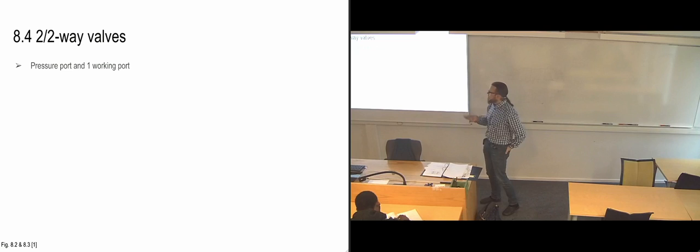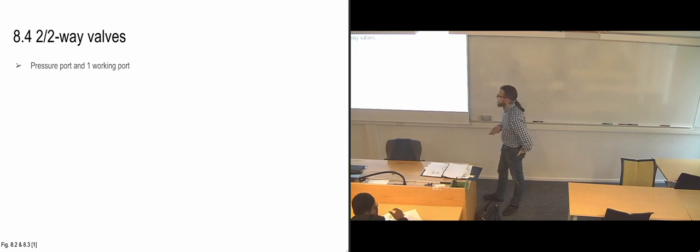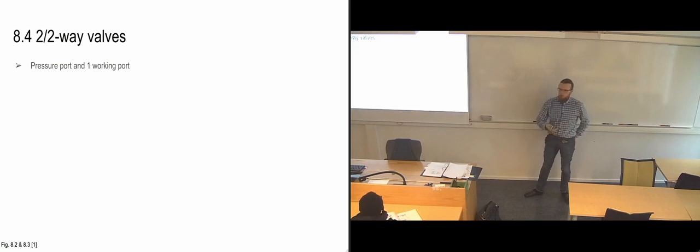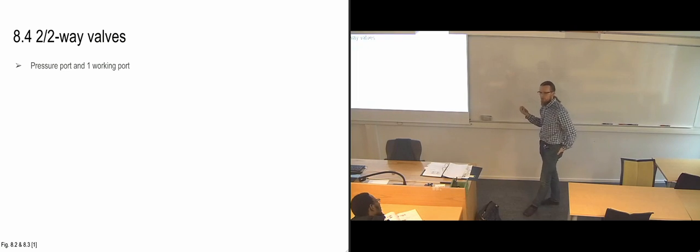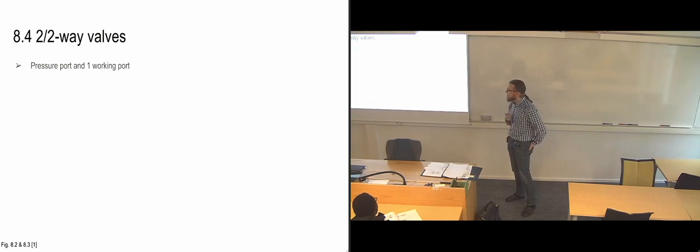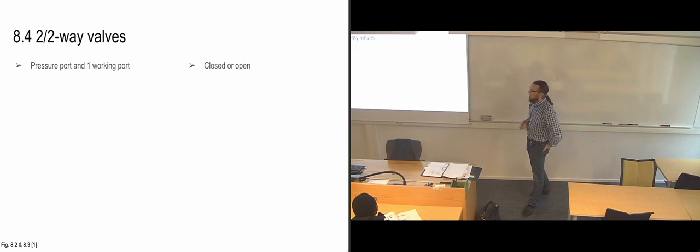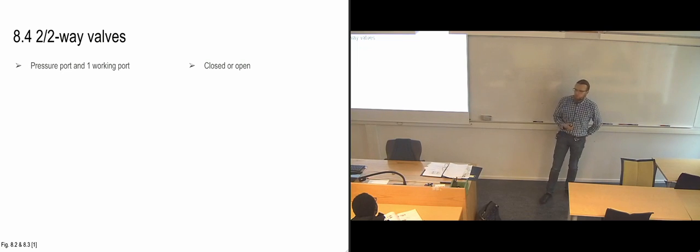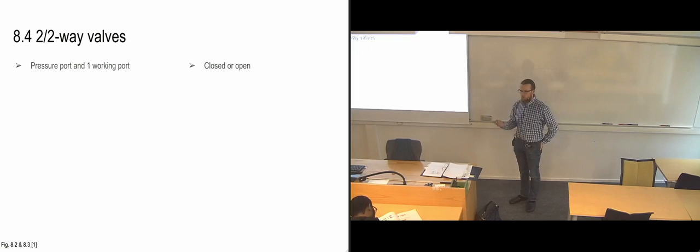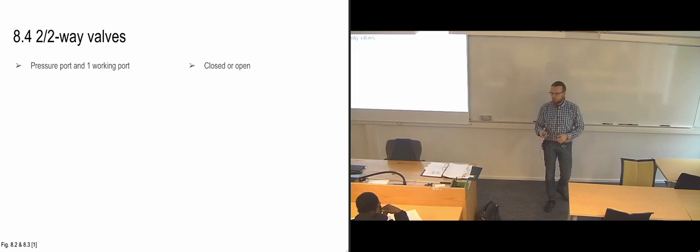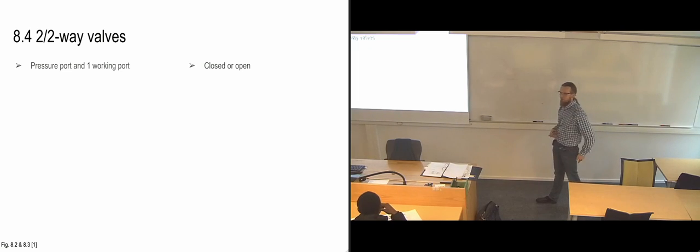So on a two-way valve, we have one pressure port and we have one working port. Since we just have 2 ports, we don't have a return to tank port on this one. And it is going to be either closed or open, because we basically don't have any more options when we just have 2 ports. You either close them or you open them up. You can't direct the flow in the opposite direction or anything like that.